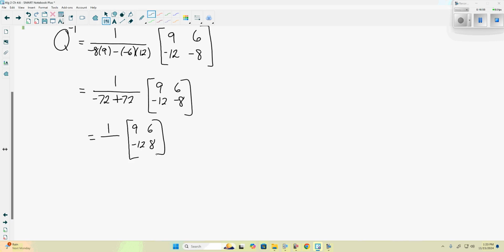And -72 plus 72 is 0. I think we have an issue. There's no way to divide 1 by 0. So the inverse doesn't exist.